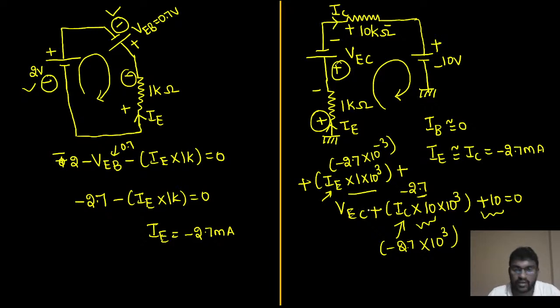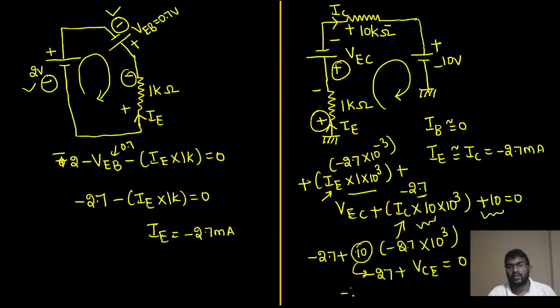Now it's time to add all these values. If you add all these values, what will you get? It will be minus 2.7 voltage, plus 10 here, and this is going to be minus 20 voltage. This is the collector to emitter voltage, and the overall value is going to be 0. If I subtract this from 20, it will become minus 17. Just observe, minus 17 plus minus 2.7, you will get minus 19.7 plus emitter to collector voltage equal to 0.